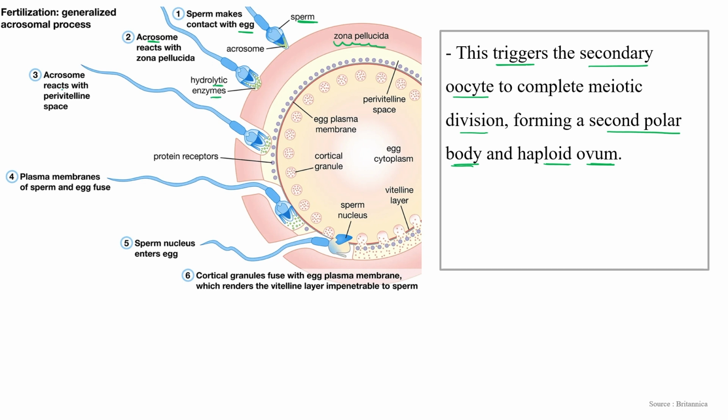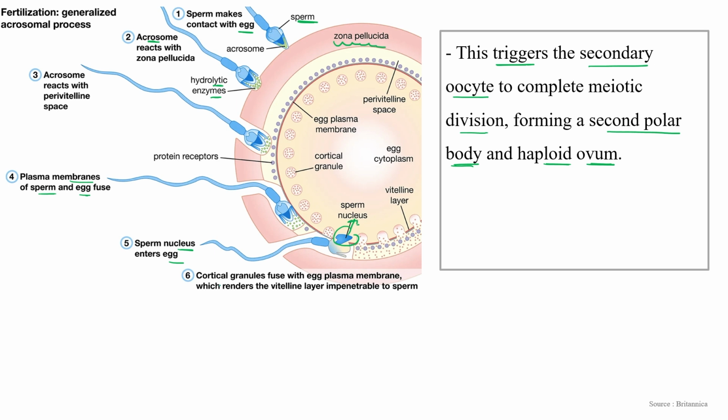Then the acrosome reacts within the perivitelline space, and immediately the protein receptors recognize the sperm. The plasma membranes of sperm and egg fuse together at this stage, and then the sperm nucleus enters inside the ovum.